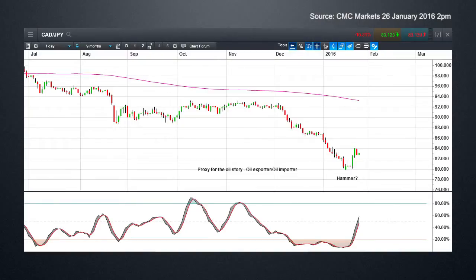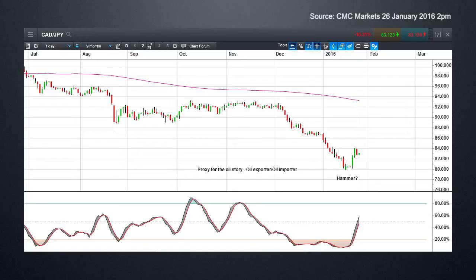So let's start by looking at the daily chart, and in particular at a candle last week, which I've identified as a hammer. Now, this hammer chart does appear to suggest that we could well have a base in place, but we still need confirmation of that.